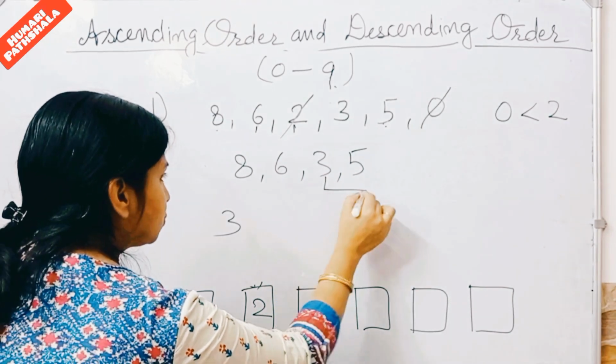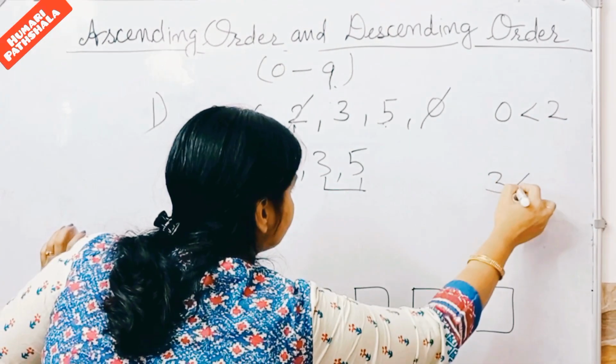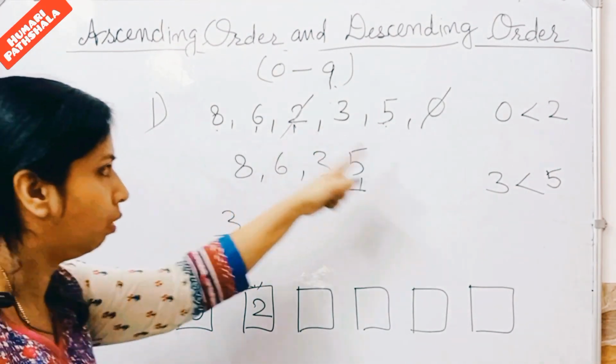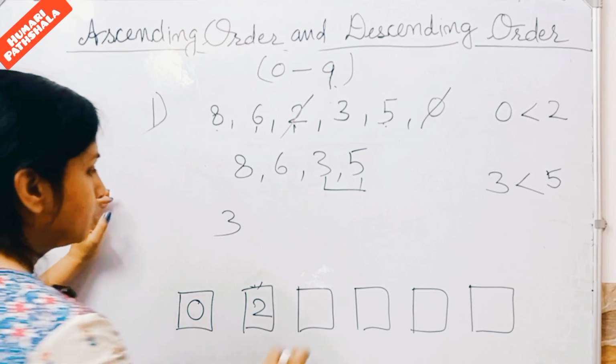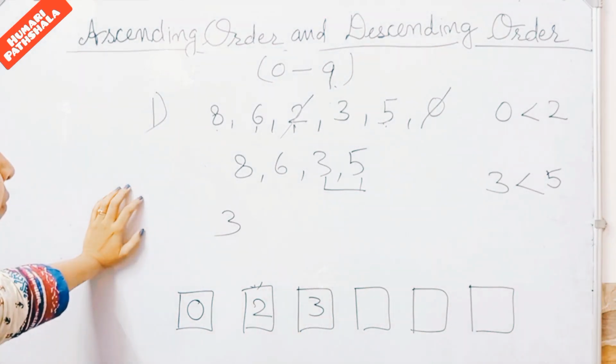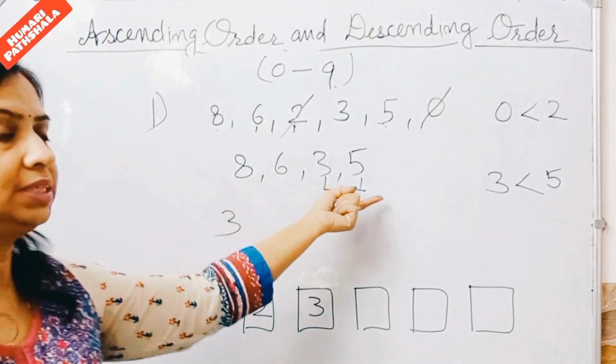Again compare these two numbers, 3 and 5. Which one is smaller? 3 is smaller than 5. Now write down this number because it is the smallest of all 4 numbers. So we'll write here in the third block, number 3. 3 is greater than 2 but the smallest of these 4 numbers.